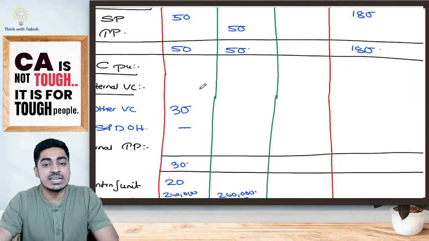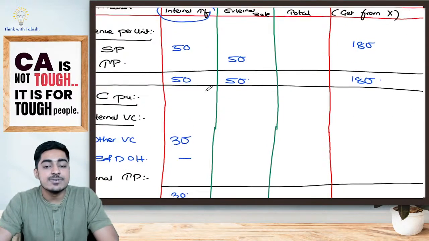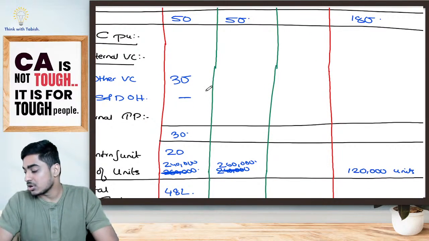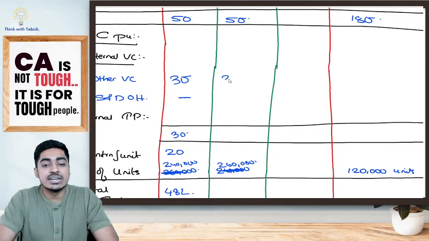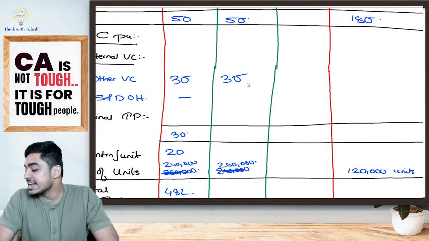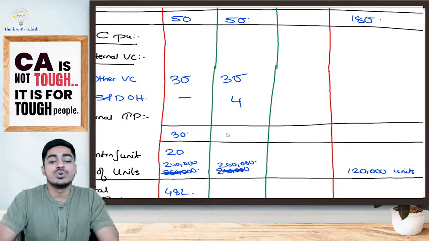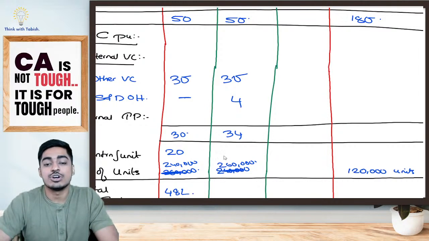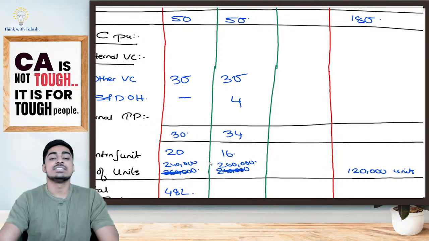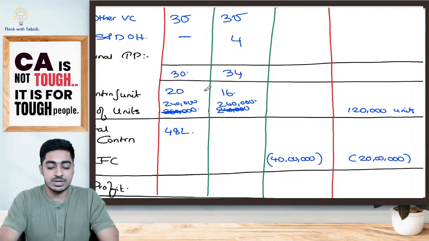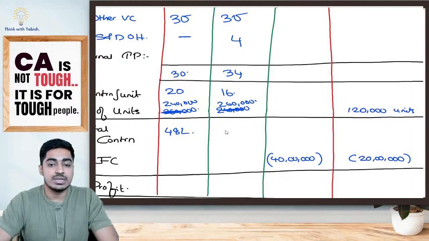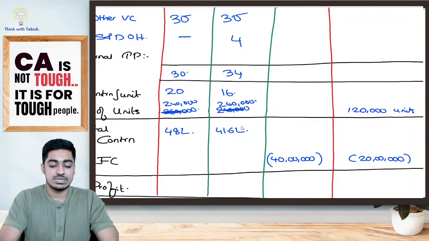Now for external sale, the selling price is again 50 rupees. What variable cost do I have? Other variable cost of 30 rupees anyway. In addition to that, selling and distribution overheads of 4 rupees. My total variable cost is 34. So how much is my contribution, students? 16 rupees per unit. Like this, I'll be selling 2,60,000 units, so I'll be earning 41,60,000 rupees. Yes or no?